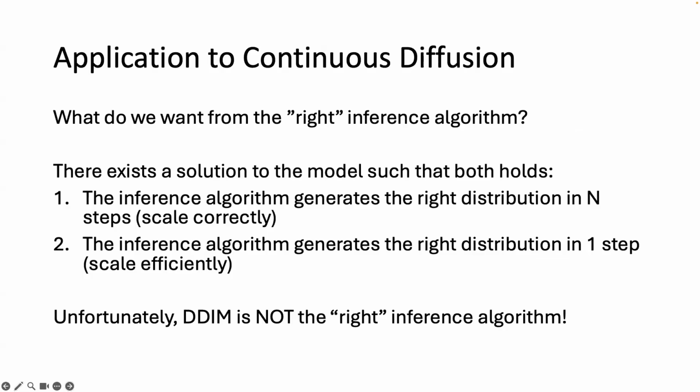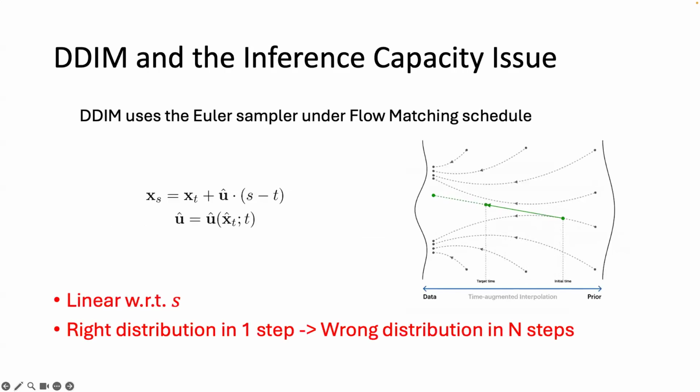From now, I'm going to show how DDIM is actually not the right inference algorithm in this sense, regardless of how it's trained. You can train it with a diffusion model, you can train it with a GAN objective, you can train it with something else. It doesn't matter. So why is this the case?